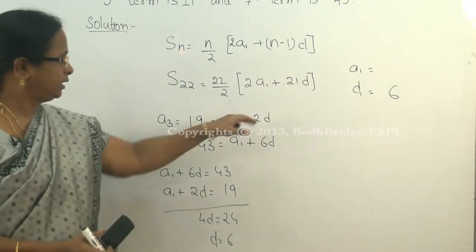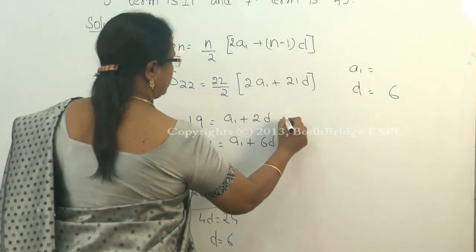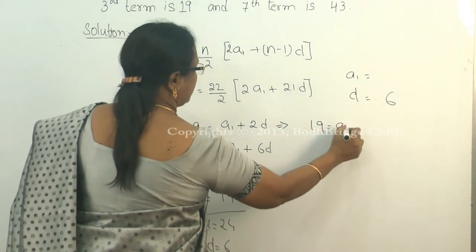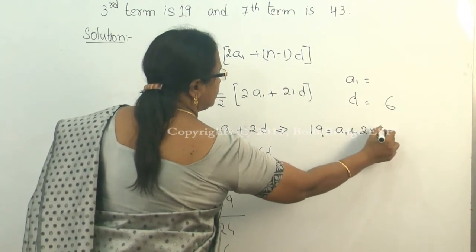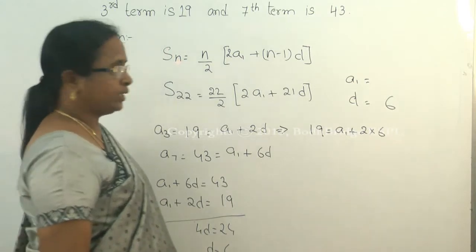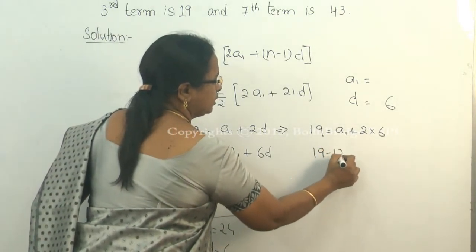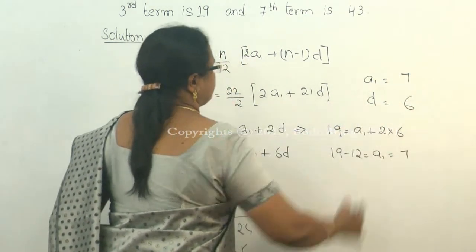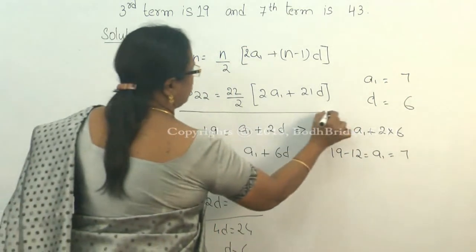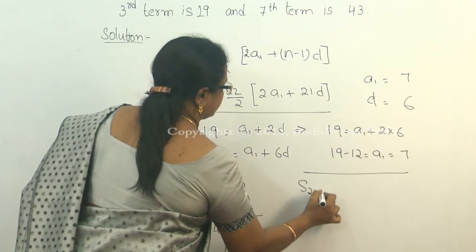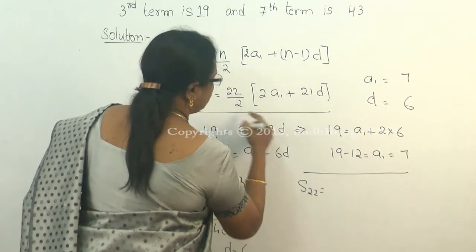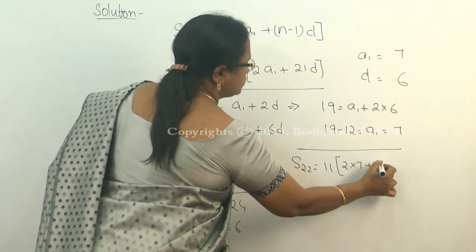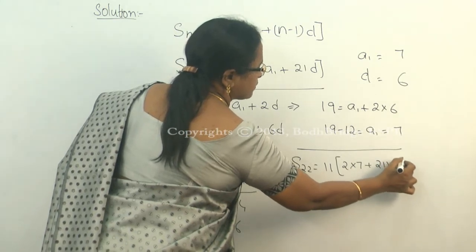So substitute that d here and find the value of a1. In this equation, a3, which is given as 19, is equal to a1 plus 2 times d, where d is 6. So 2 into 6 is 12. So this is 19 minus 12, which is equal to a1, that is 7. So a1 is 7. When you substitute that in this formula, S22 equals 22 by 2, which is 11, times 2 times a1, which is 7, plus 21 into d, which is 6.